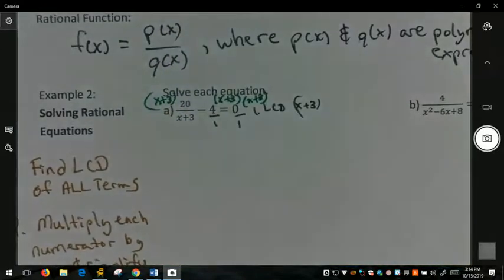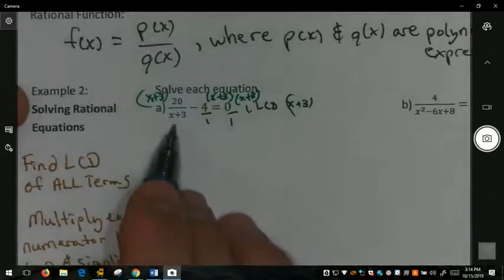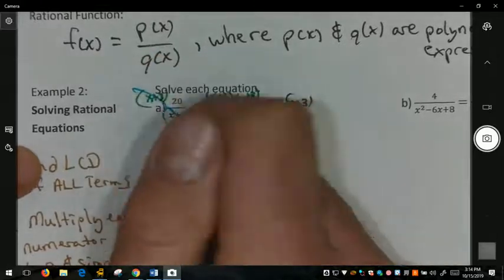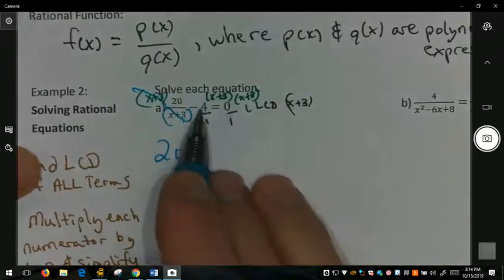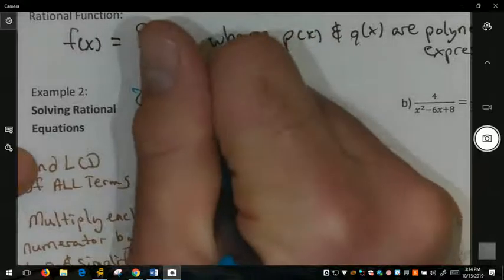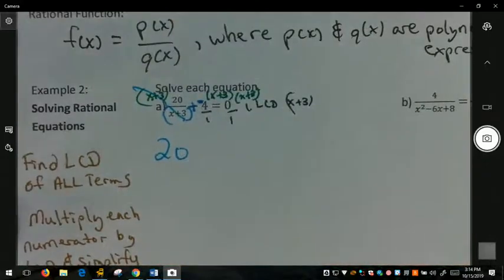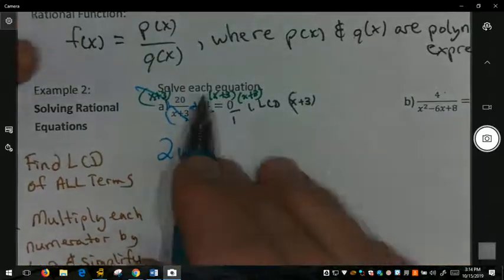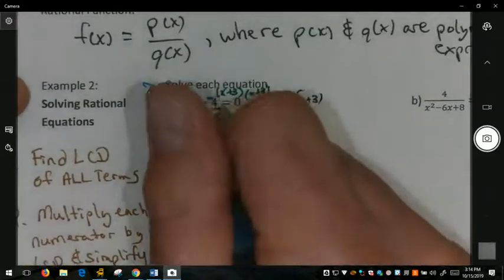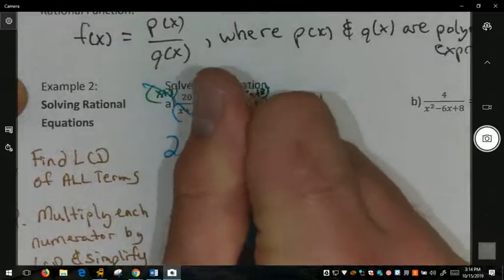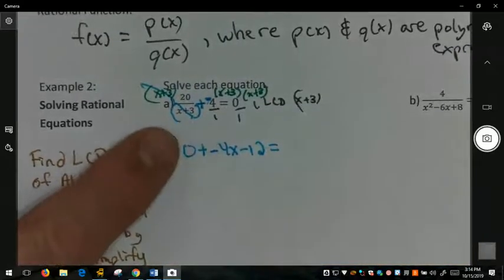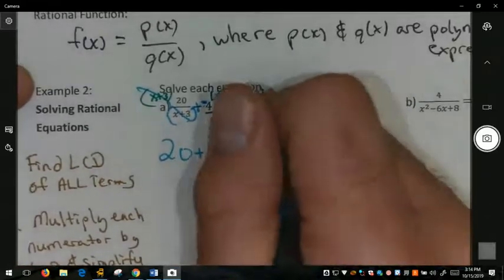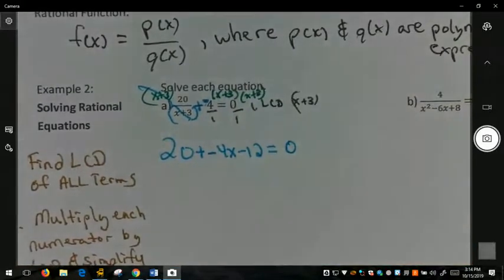Then I'm going to simplify each expression. On my first term, I notice that I have a factor of x plus 3 in the denominator and in the numerator, so they cancel. I'm left with 20. I want to be careful here because it says minus 4, so I'm going to do plus a negative 4 to make sure that I distribute that negative with the 4. Negative 4 gets distributed into the x plus 3, giving us negative 4x minus 12. That's the left-hand side of the equation. On the right-hand side, I have 0 times x plus 3, which is still 0.